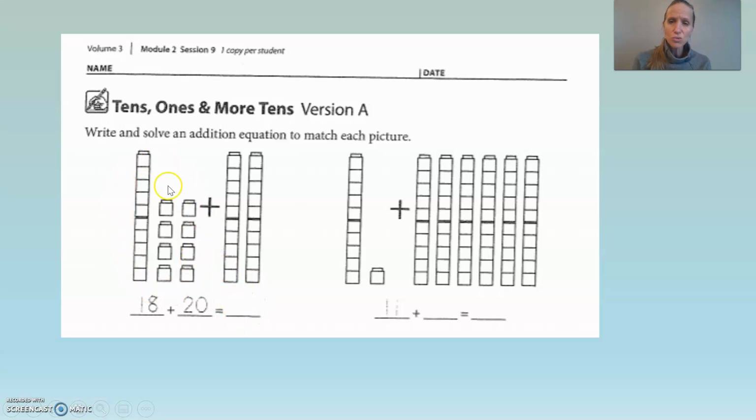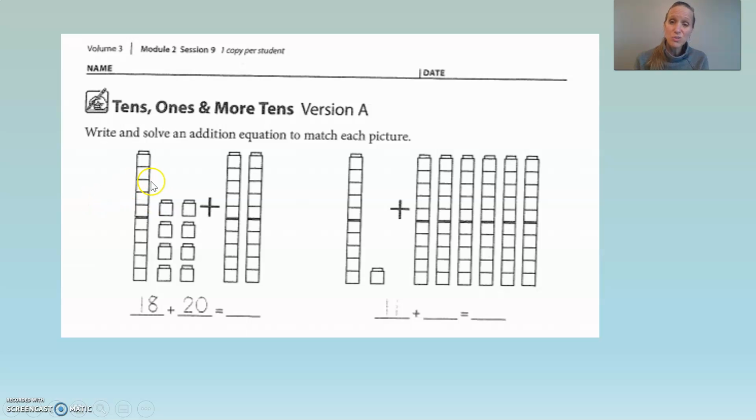So we can do two strategies. We could count on from 18, adding on 10 like this. We could go 18, 28, 38. And you notice I did fingers up, but that's because I was counting in sets of 10. So that could be 38.